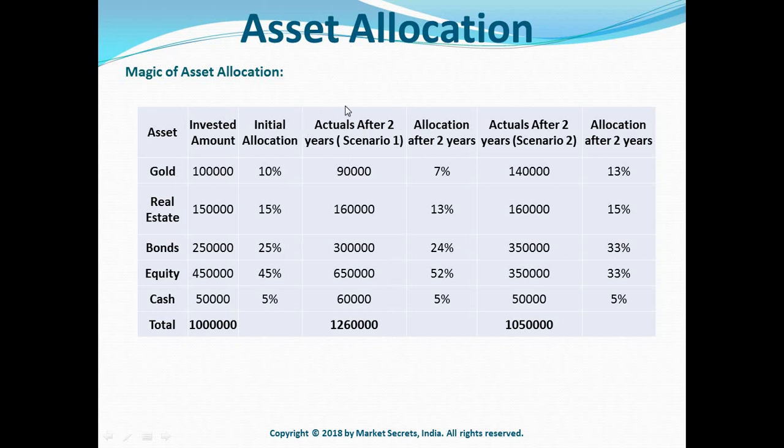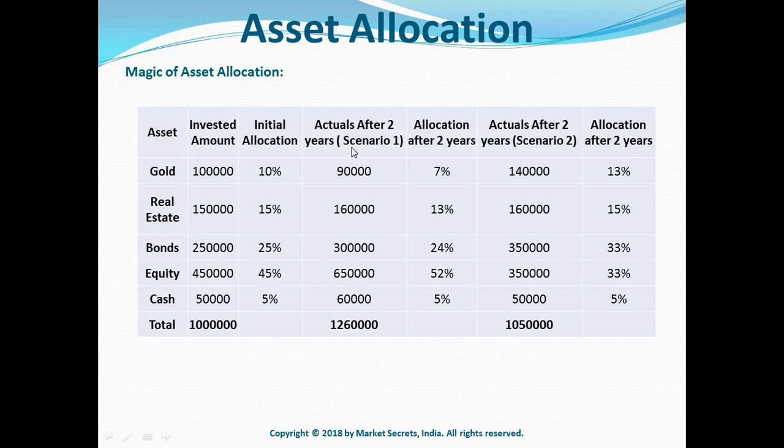It's just an example. Since there is a rally, all other asset instruments are not generating good returns. So the 1 lakh that you invested in gold is now worth 90,000, and the 1.5 lakhs in real estate is now valued at 1.6 lakhs. The 2.5 lakhs in bonds has now turned to 3 lakhs, and the 4.5 lakhs in equity is now 6.5 lakhs, and the 50,000 cash that you are holding is now worth 60,000 rupees.